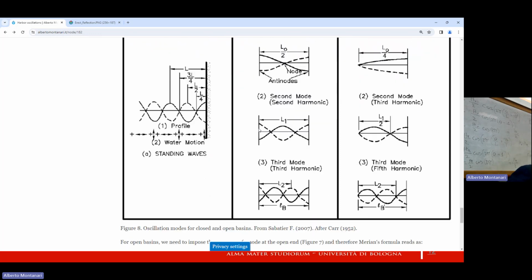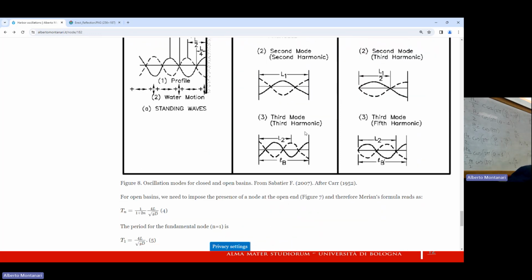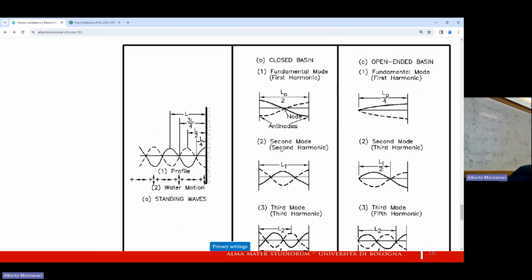Perfect. Now, third mode, third harmonic. Okay. Now, what happens in an open basin? It's our case.